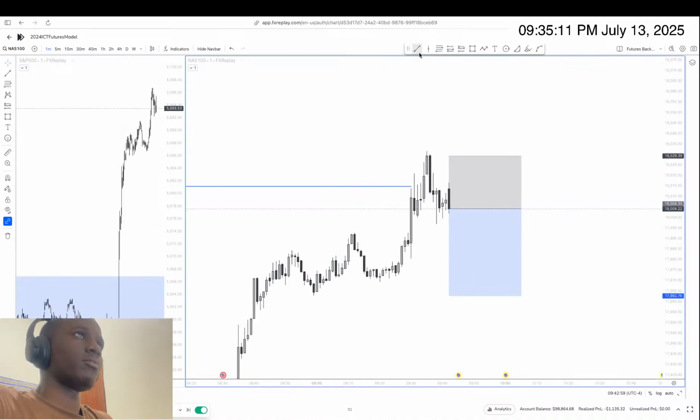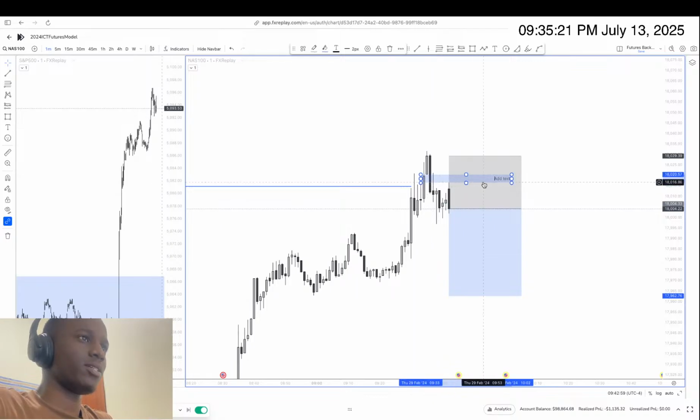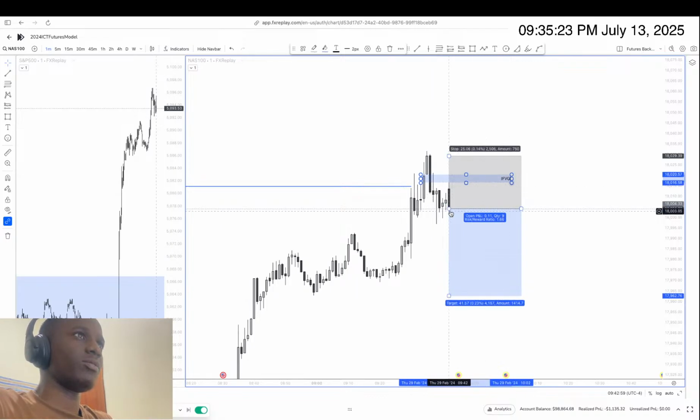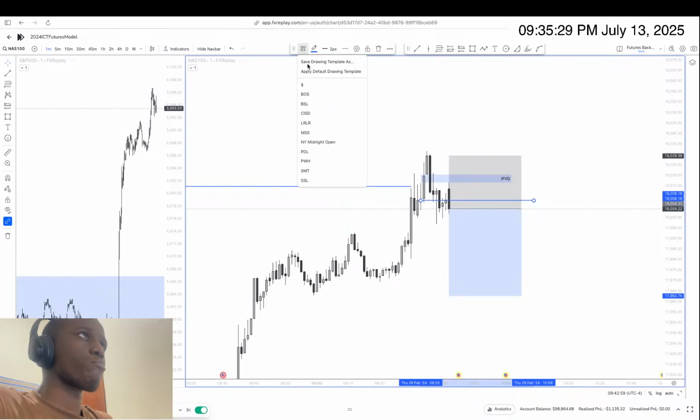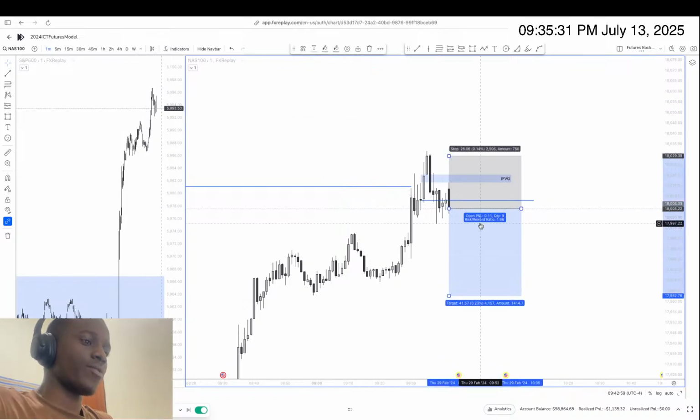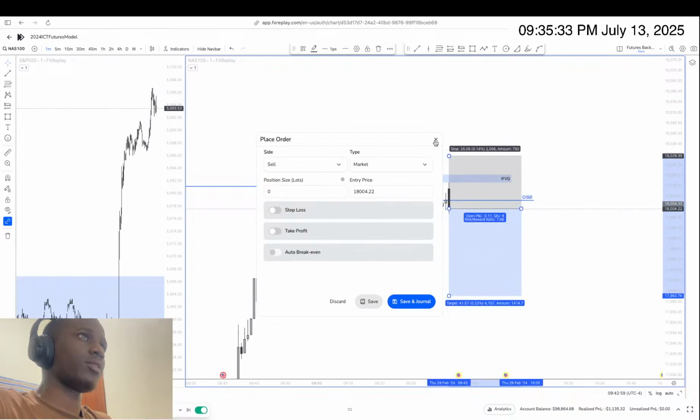My entry criteria will be that sweep. We've got an inversion, and you can see that this push right here goes into this volume imbalance. This is an inversion fair value gap, and I've got my change in state here. So now here I'd like to take this trade.